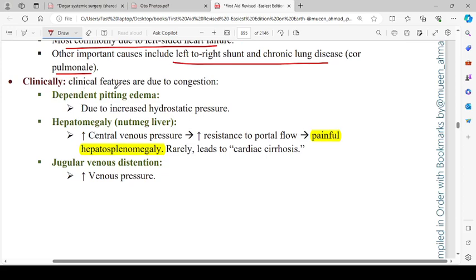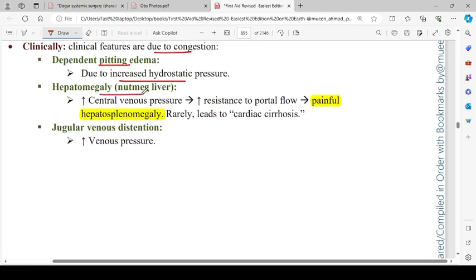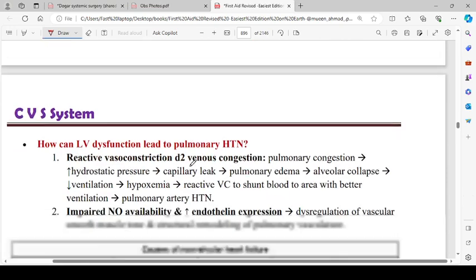The clinical features are due to congestion: dependent pitting edema due to increased hydrostatic pressure, hepatomegaly, that is nutmeg liver, and this will be painful hepatomegaly. Increased central venous pressure leads to increased resistance to the portal flow, and painful hepatosplenomegaly rarely leads to cardiac cirrhosis as well. Like it can lead to liver cirrhosis because of cardiac etiology. Jugular venous distension because of increased venous pressure.